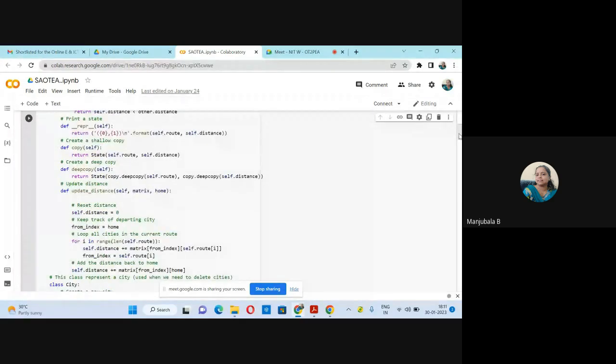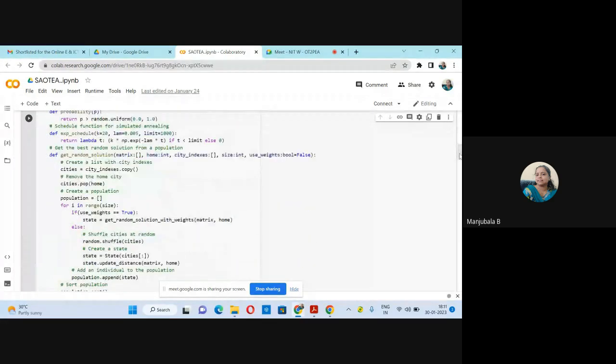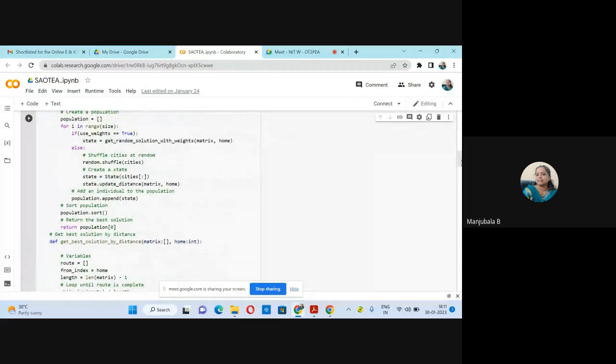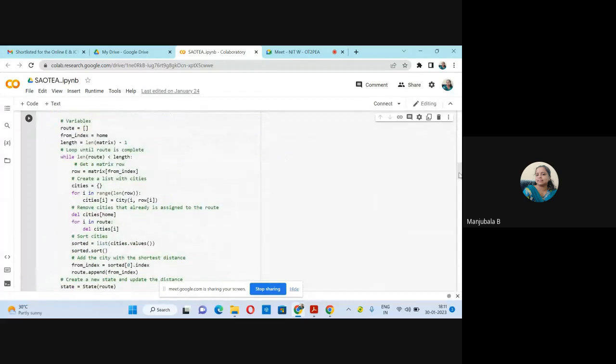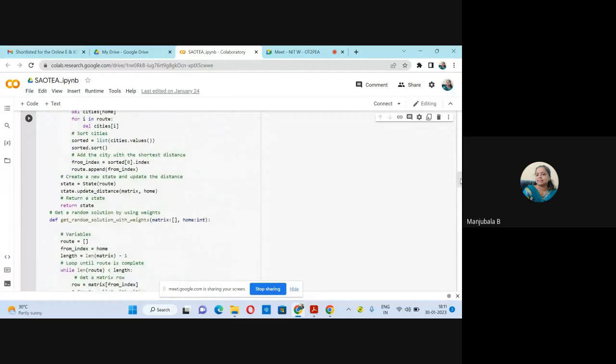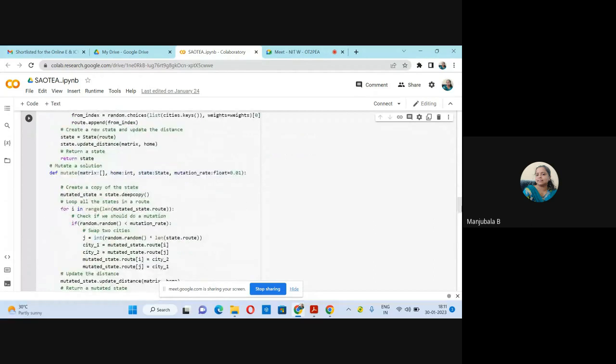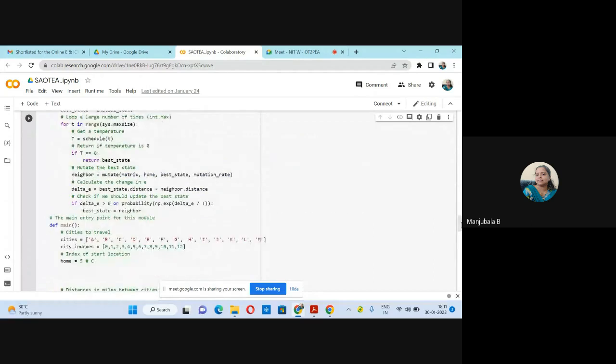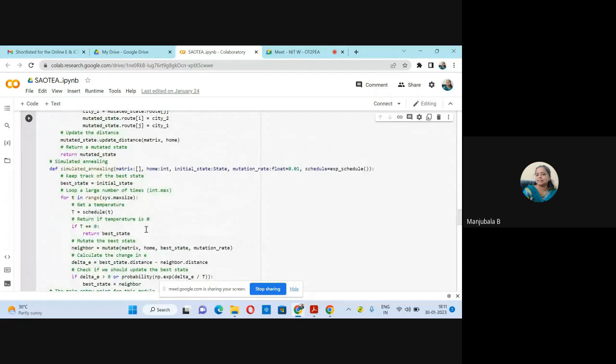Okay, so I'm not explaining the whole part, right? If you have knowledge in Python, you can explore. We'll share the codes so that you can see what is there. So the traveling salesperson problem is solved by using the simulated annealing algorithm here. So here the simulated annealing part is there.